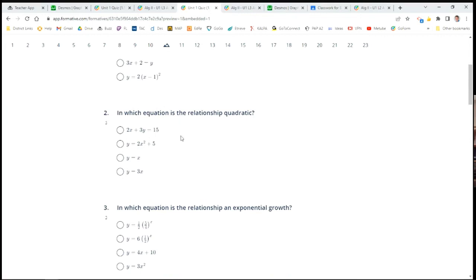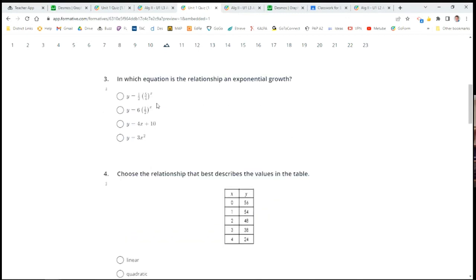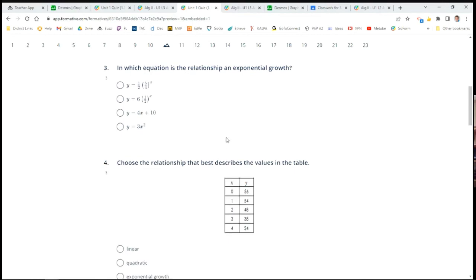Which one of these is quadratic? Remember, quadratic equations have one thing different than everything else. They always have an x squared. Which is an exponential growth? See, there's 2 exponential equations right there, but one of them is not growth. One of them is decay.